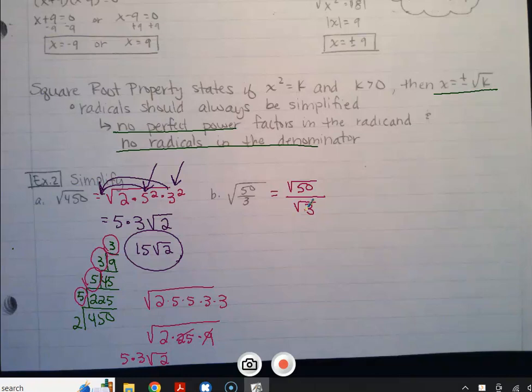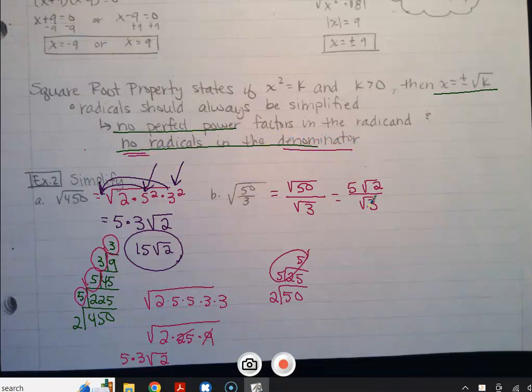So 50 goes to 25, and 25 is... It's 2 and 5 squared. Okay, so if we divide by 2, we're going to get 25. Good. And then we get 5 times 5. So we can pull the 5's out. So it'd be 5 times the square root of 2 over the square root of 3. Okay. The problem, we're not done though, is because we have no radicals in the denominator, and we currently do.